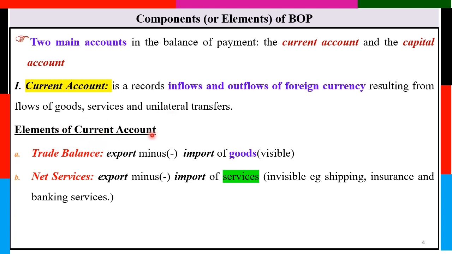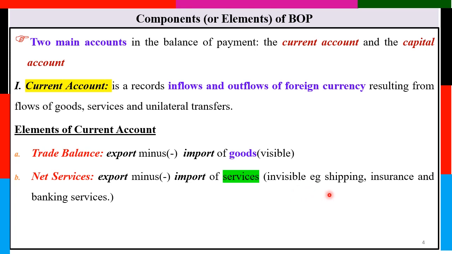Elements of the current account. The current account has three elements. The first one is the trade balance. Trade balance means, in simple words, exports minus imports of goods, the visible or tangible ones. Net services is the difference between exports and imports of services, which are invisible.